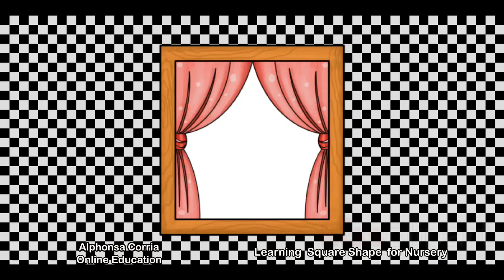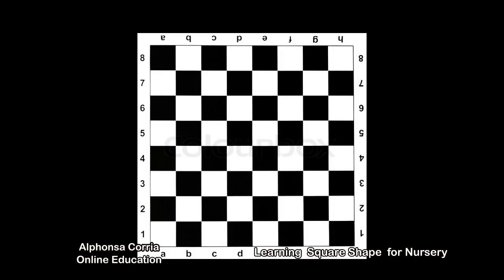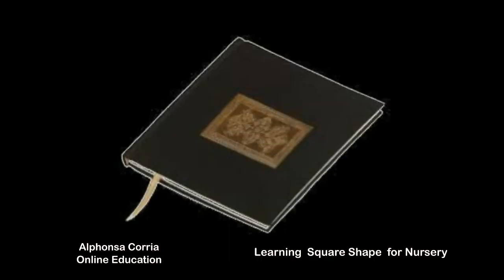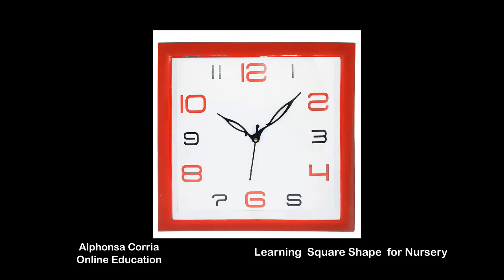This is a square shaped window. This is a chess board and it is also square in shape. This is a square shaped book. This is a clock which is in square shape.